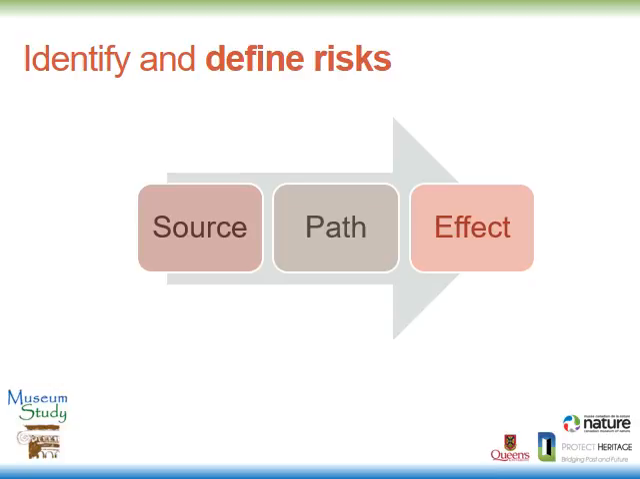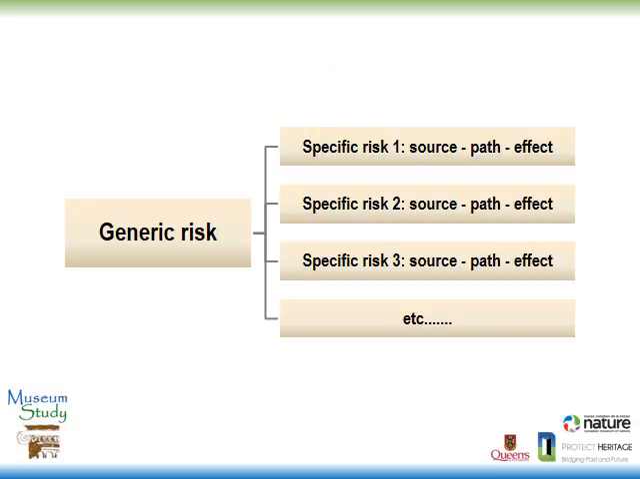In some cases, it's difficult to be clear on one of these, whether that's the source, the path, or the effect. But as far as we can, we strive to be clear. We understand then that each generic risk, like a physical forces type 1 or an adverse temperature type 2, or continual warm would be an adverse temperature type 3, we could have under each of those generic risks a number of different specific risks, each defined by a source, a path, and effect.